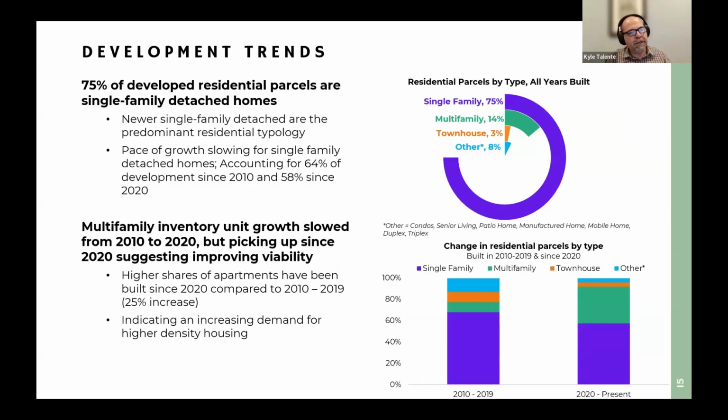I'm going to transition a little bit. Now we're moving away from the demand side, which is talking about households and people. And now we're going to talk a little bit about the supply side, which is the housing that you have. Not surprising to us, and I'm sure not surprising to you all, 3/4 of the housing units in Roanoke County are single family detached homes, with apartments being another 14%. And so you are very concentrated in a single type of housing, 75%. That's not necessarily a good or a bad thing, but it's just a thing to take into account.